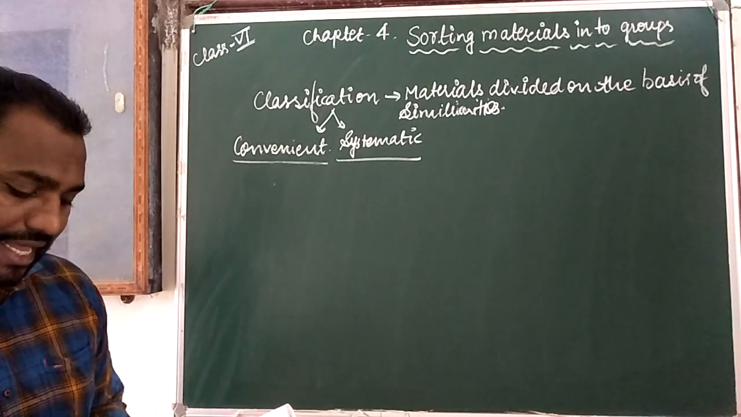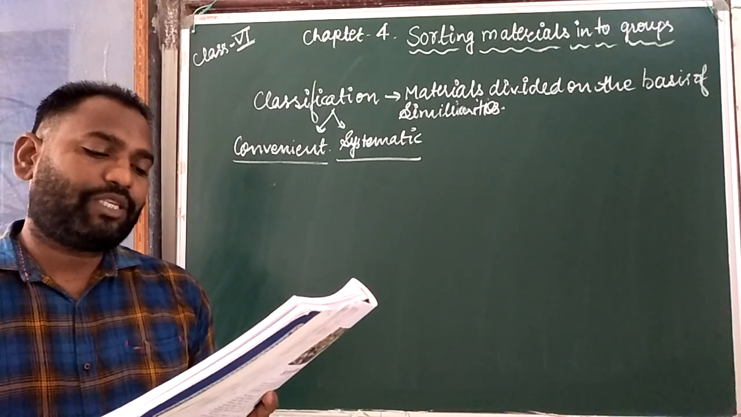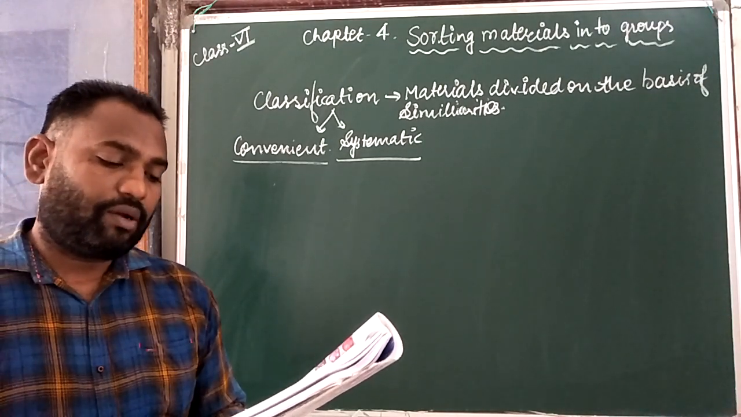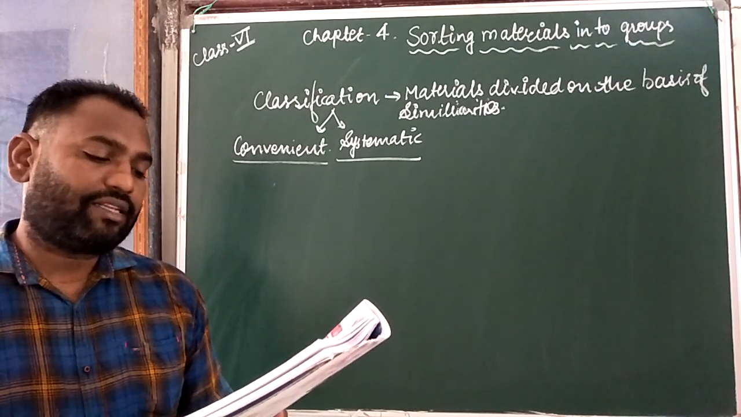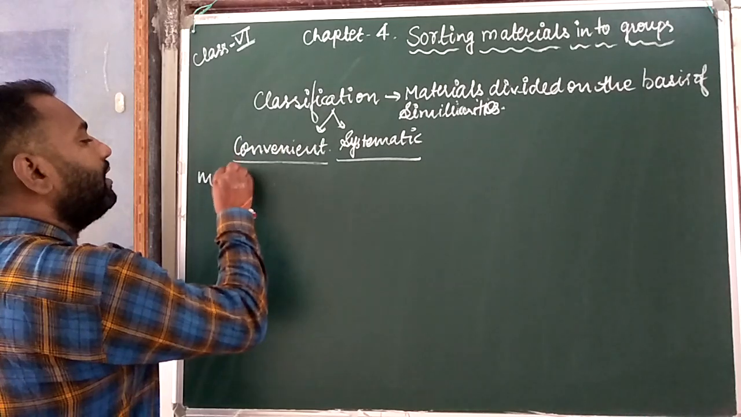All the objects that we see and feel around us have definite mass and occupy space. So we can say that these objects are made up of matter. Therefore, matter is defined as anything that has mass and occupies space. So next, our term is matter.